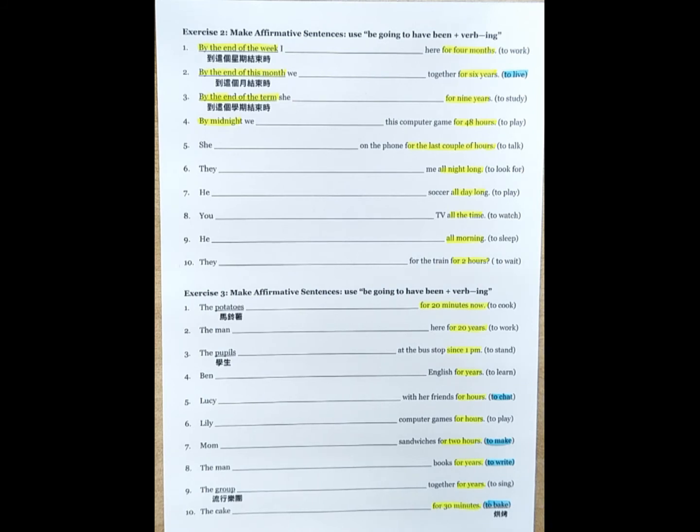7. He is going to have been playing soccer all day long. 8. You are going to have been watching TV all the time. 9. He is going to have been sleeping all morning. 10. They are going to have been waiting for the train for 2 hours.